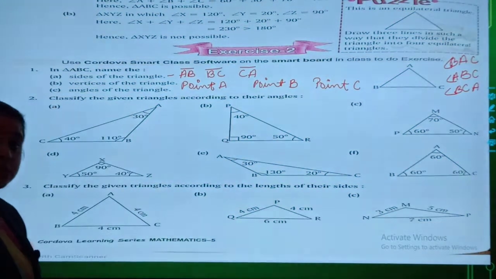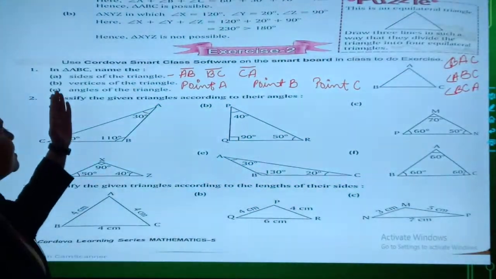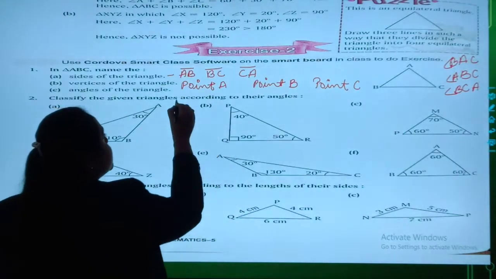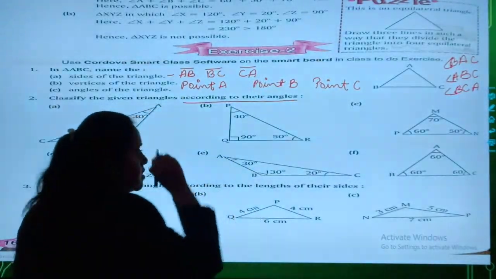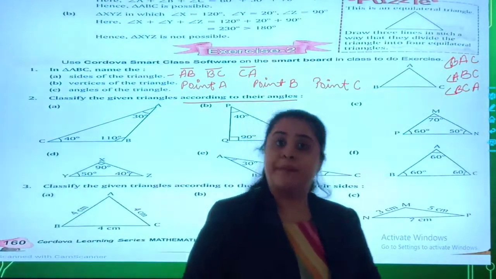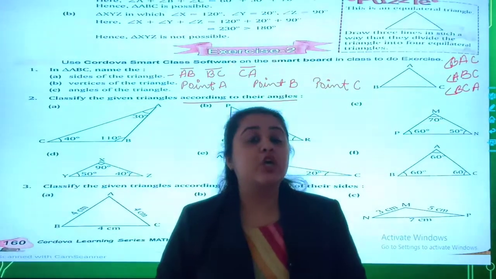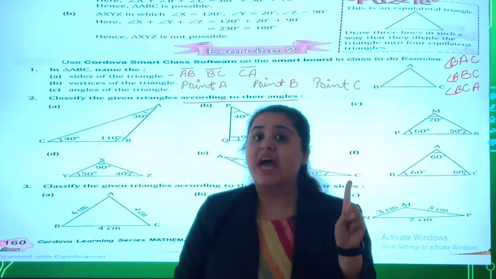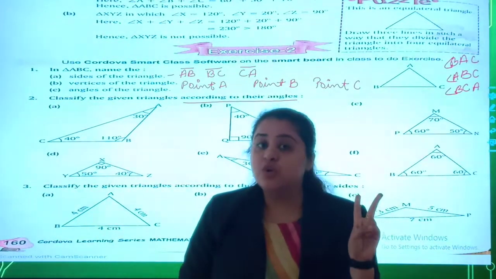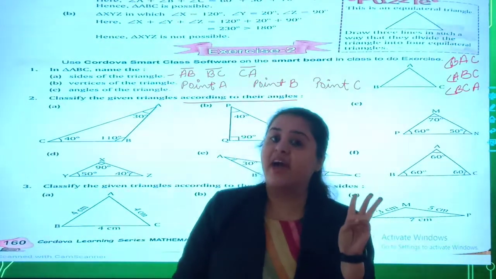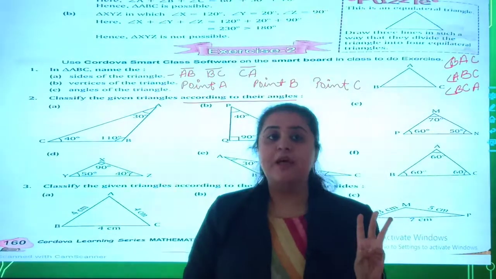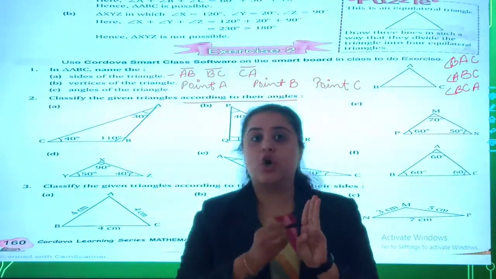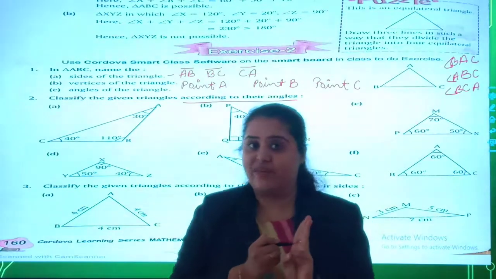Your question number 2 is classify the given triangle according to their angles. I need to mention according to angles. What are the types of the angles? Acute angle triangle, obtuse angle triangle and right angle triangle. I need to classify according to these three categories.